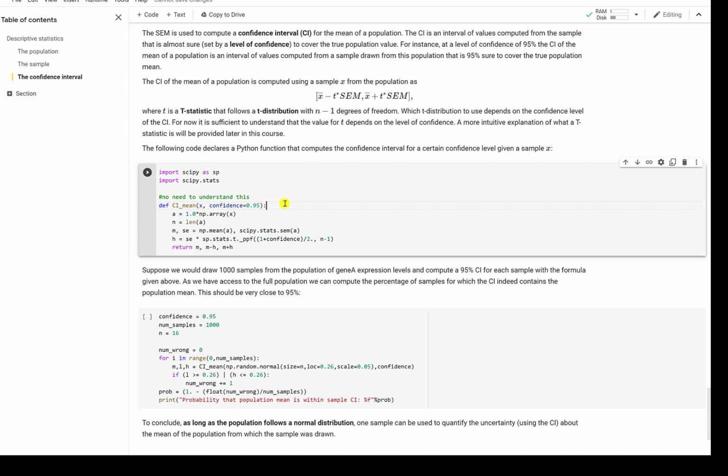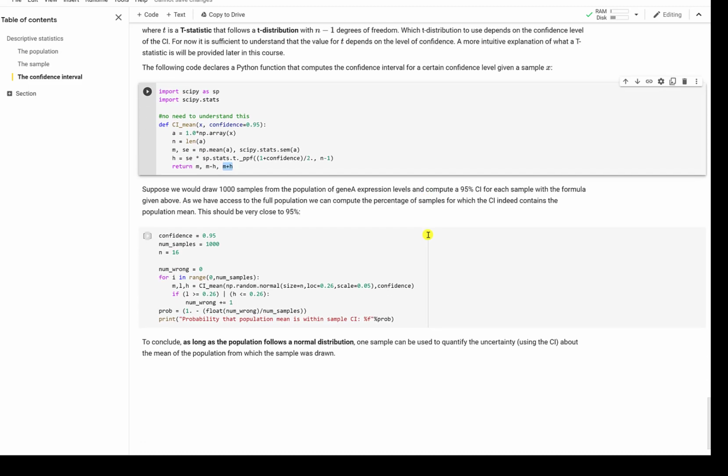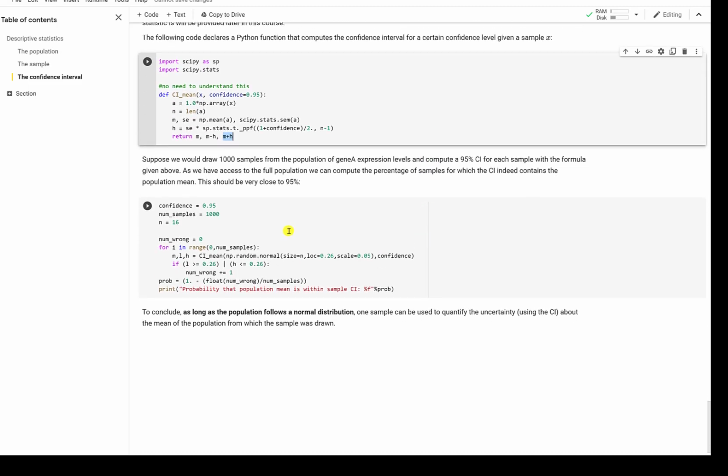Let's say the confidence here, we want the confidence interval by default to be 95%. And what it will return, as you can see here, is the mean of the sample, which is actually computed here. And then the confidence interval: this would be the lower bound of the interval, and this would be the upper bound of the interval. Okay, and now we're going to do some simulations. That's what I'm showing in the code here.